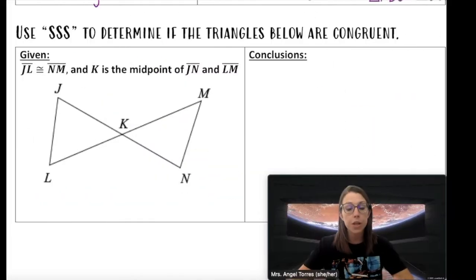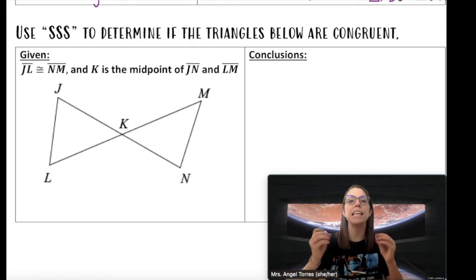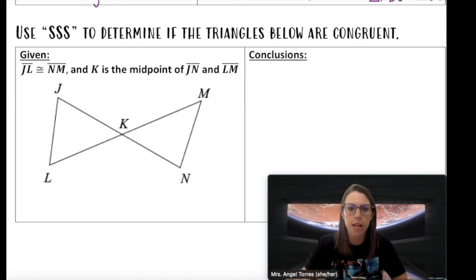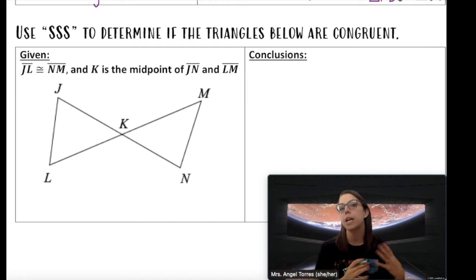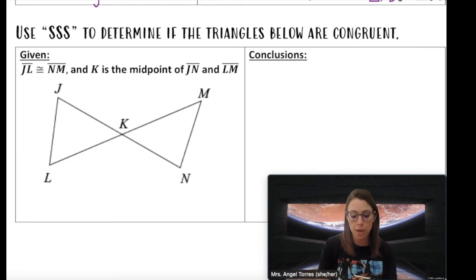So let's see if we can use side, side, side to determine if these two triangles over here are congruent. Now, every time we do this, we're always going to be given some information, either in the diagram or in writing. In our first example, we were given tick marks in the diagram. Now we're given information in writing. So let's see what we're given and what we can conclude.